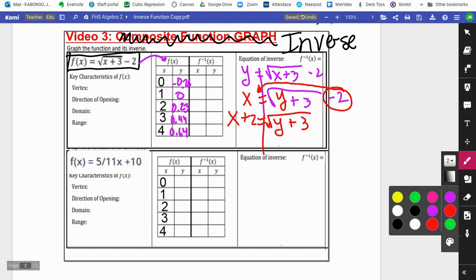Now, the next question is, how do I get rid of the square root? To get rid of the square root, all you have to do is square it. You square to get rid of the square root. Whatever you did on one side, you do it on the other side. This is all Algebra 1 stuff right here. By squaring it, you really got rid of the square root. So you have y plus 3 here, right?